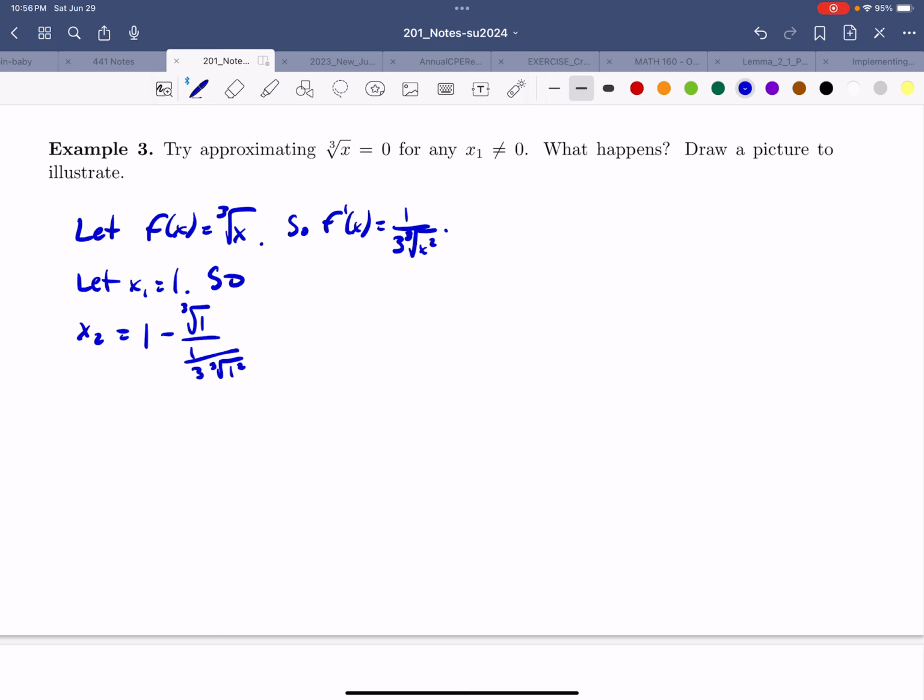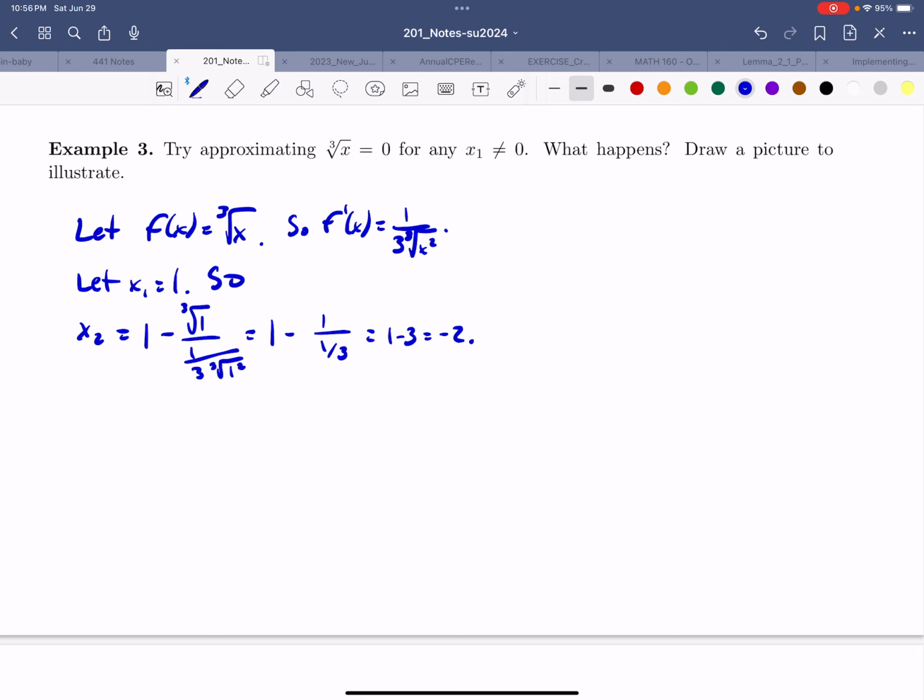All right, and then let's see what this equals. This is 1 minus 1 over 1/3, which is 1 minus 3, which equals negative 2. Okay, well, that's a little weird. We started at 1, and then we went to negative 2. That's actually further away from what we wanted. We know the answer is 0.